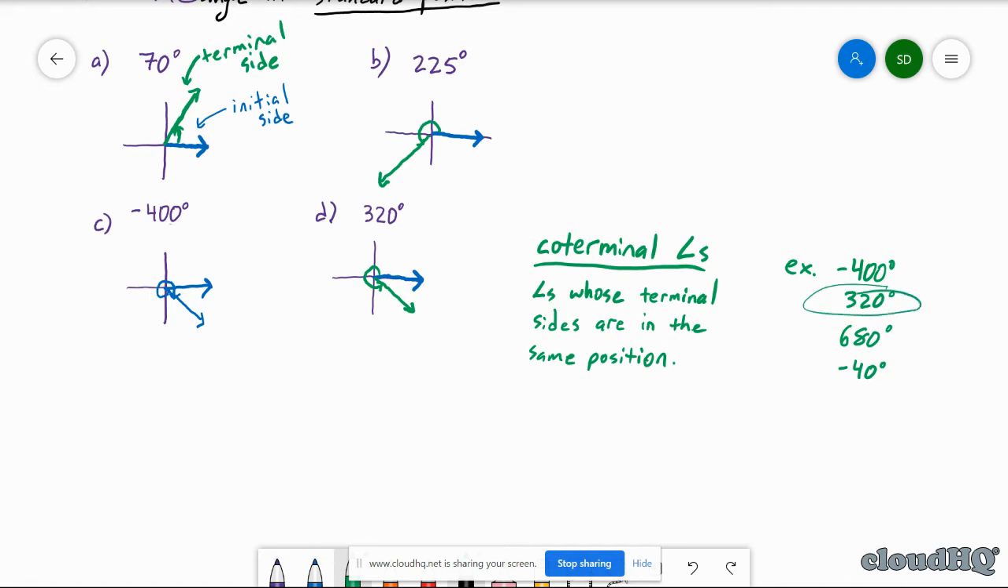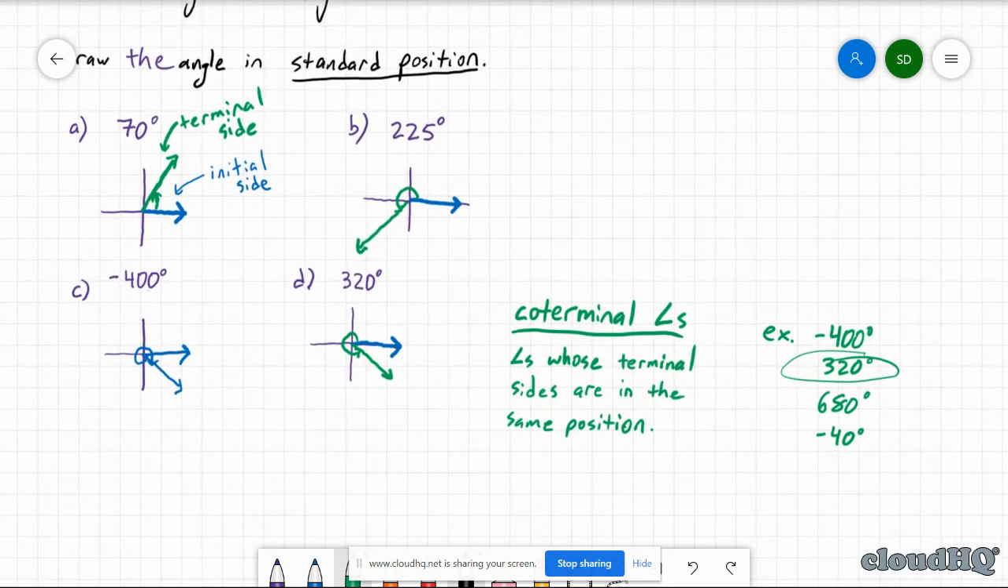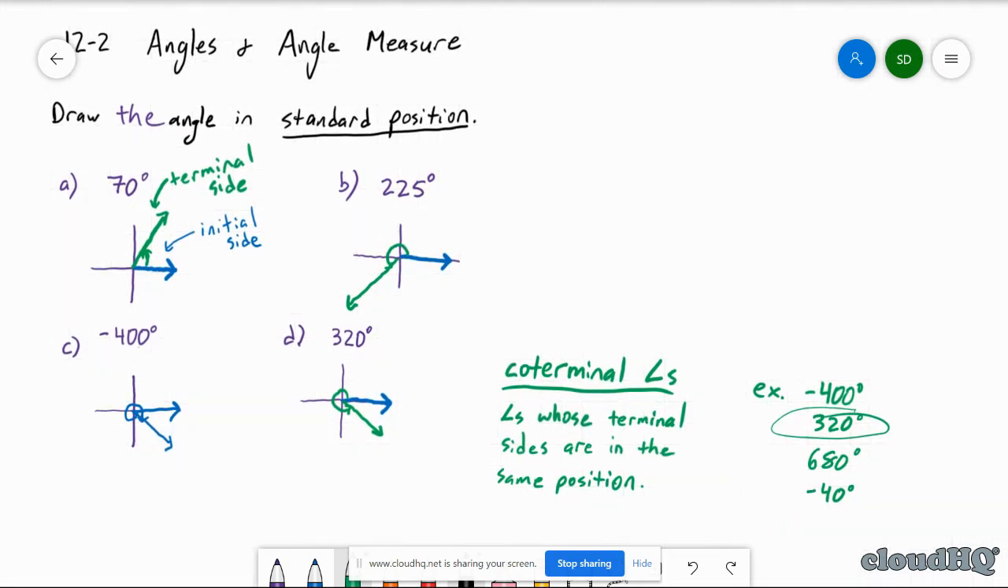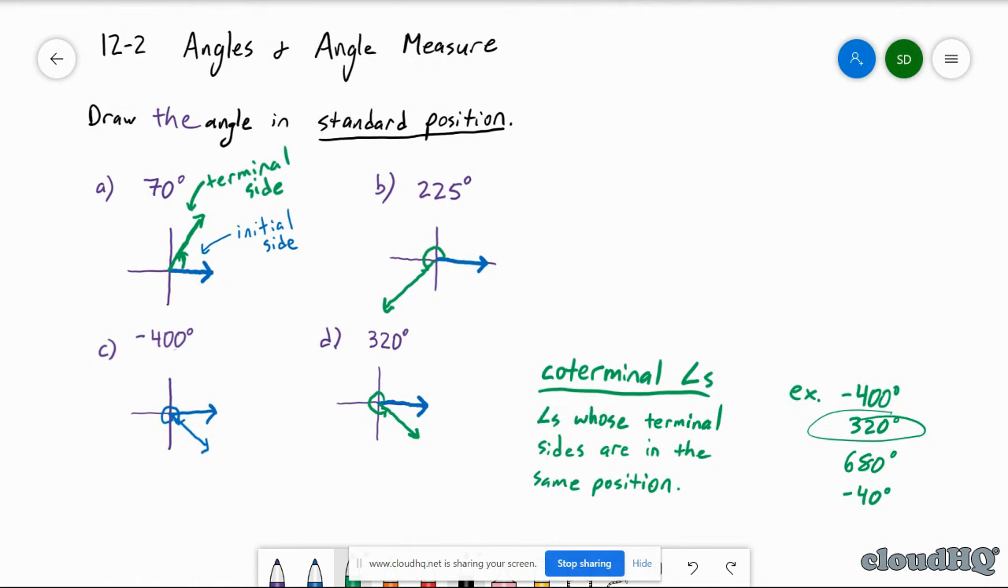But anytime you add or subtract 360 or a multiple of 360 is what I meant to say, would give you another coterminal. So if you add 360 to 320, we get 680, that's one. If we subtract 360, we get negative 40. If we subtract 360 again, we get negative 400, etc. You can continue to do that over and over again. But all of those angles whose terminal side ends in the same spot are coterminal. All right. So that's kind of the sketching an angle piece of this section.